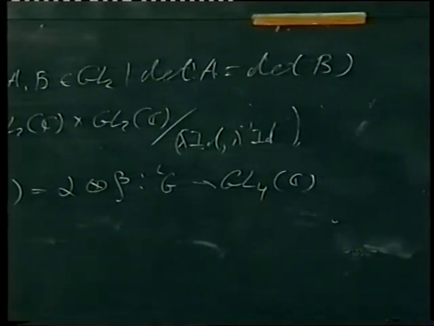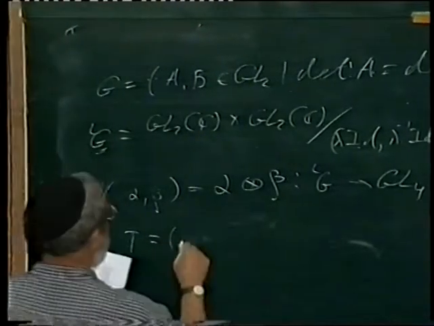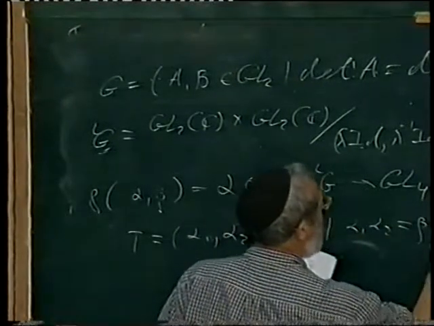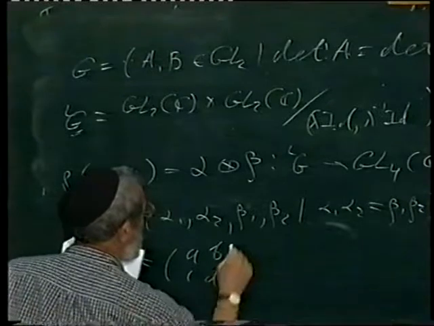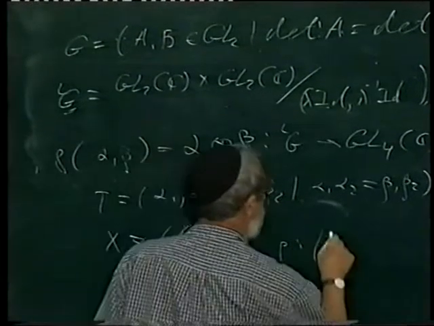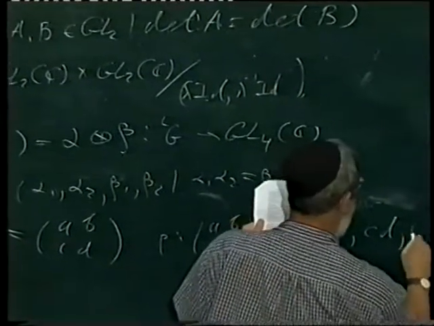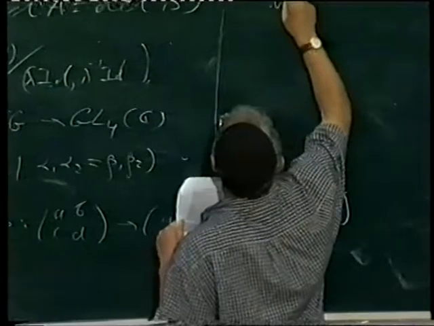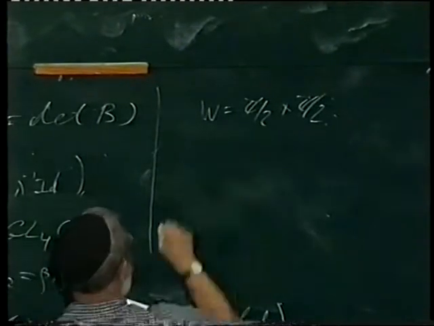Now let's see what the tori are in this case. T is the set of all matrices (alpha 1, alpha 2, beta 1, beta 2) such that alpha 1 alpha 2 is equal to beta 1 beta 2. X is the set of matrices like this. P is the map (A, B, C, D) goes to (A, B, C, D, AC, CB, D). So W is, of course, Z mod 2 cross Z mod 2. Now omega is what you want.